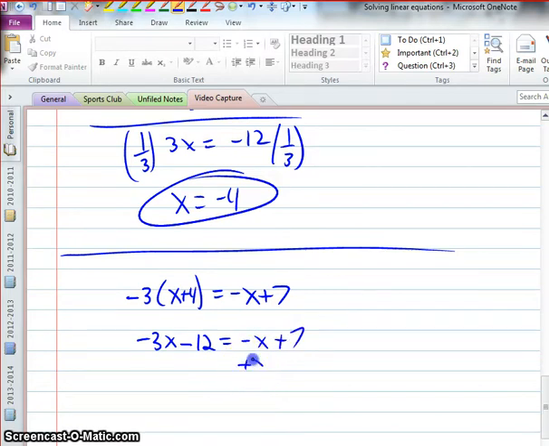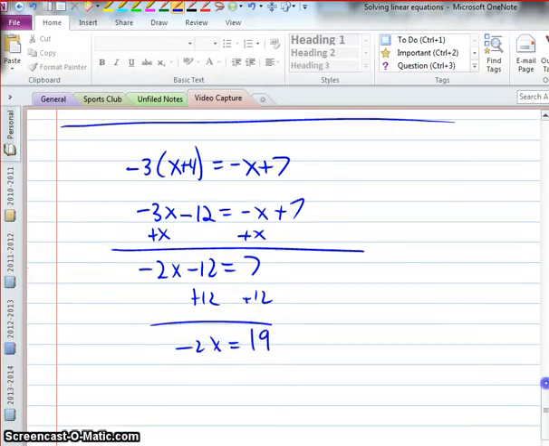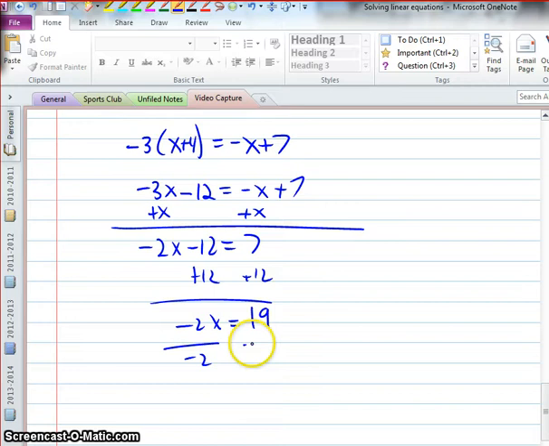If you want to add an x to both sides, that will eliminate any variables on the right-hand side of the equation. So if I add one, I'll have negative 2x now. And then to get rid of the negative 12, I'd have to add 12. So I would have negative 2x equals 19. Now 19 is not divisible by negative 2. But that's no big deal. That just means our answer is negative 19 over 2.